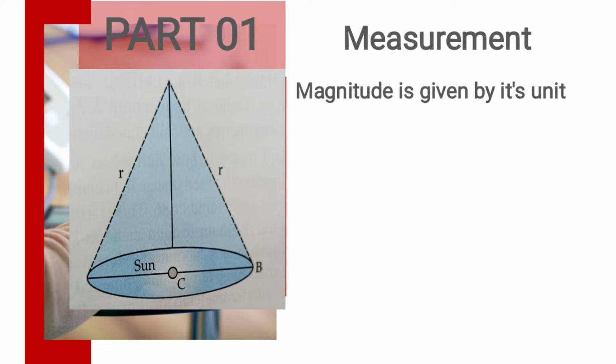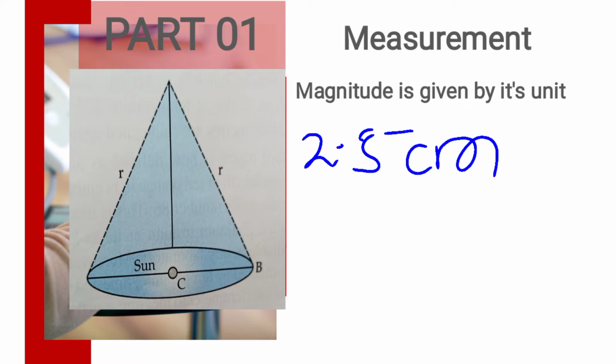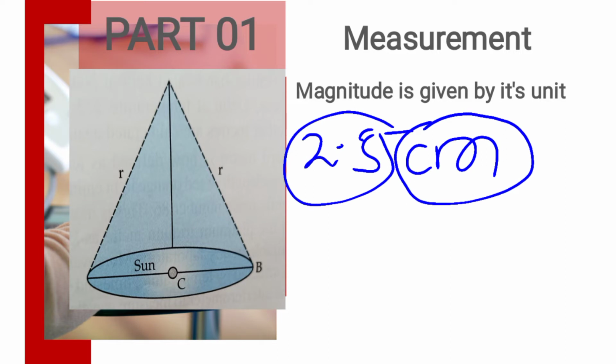Let's see an example. Suppose the length of a table is 2.5 centimeter. Here the numeric part is 2.5 and the unit part is centimeter. So in this way we can understand that a measurement has two parts, the numeric part and the unit part.